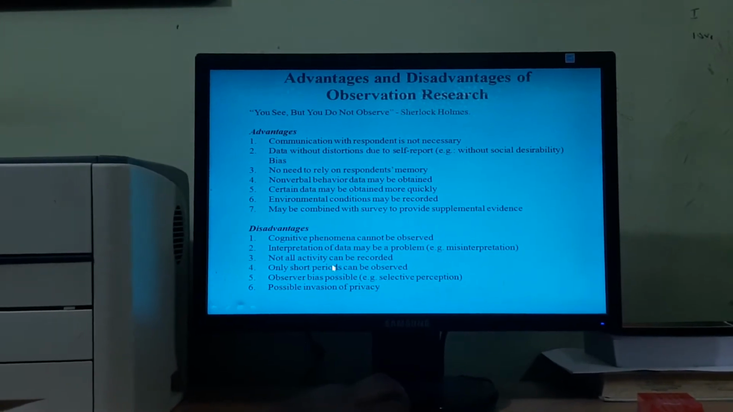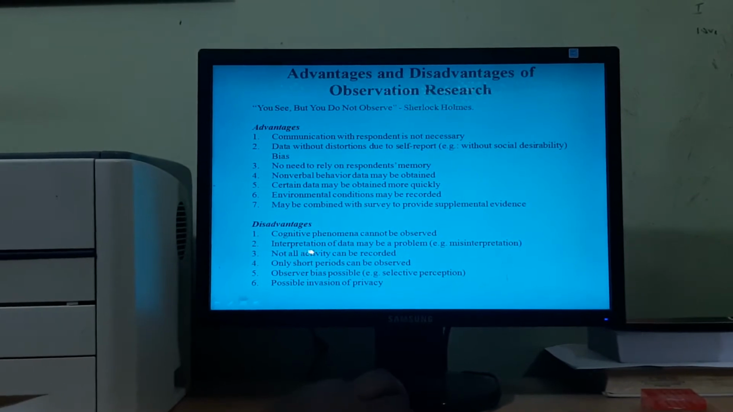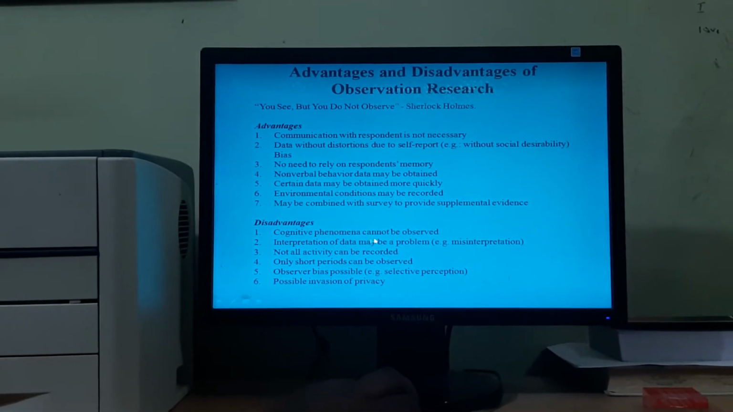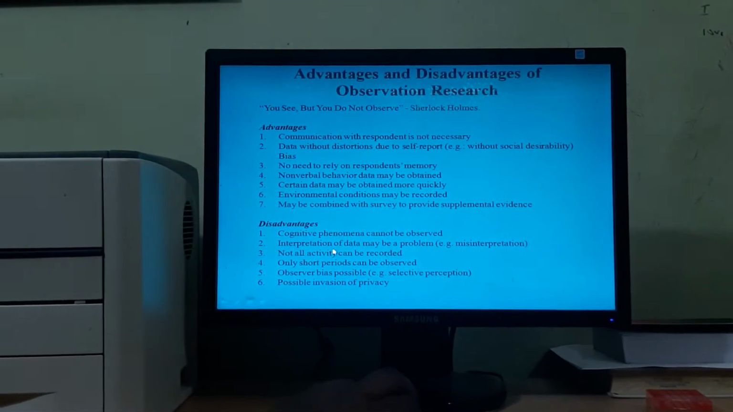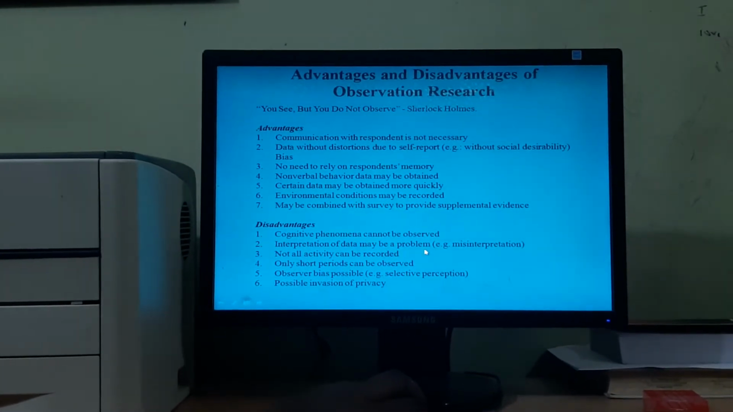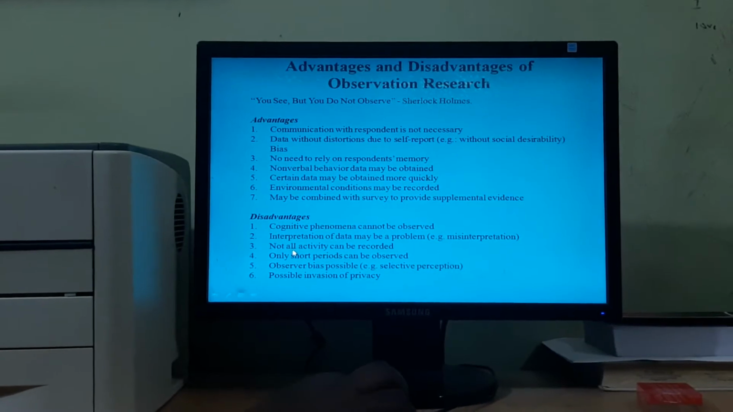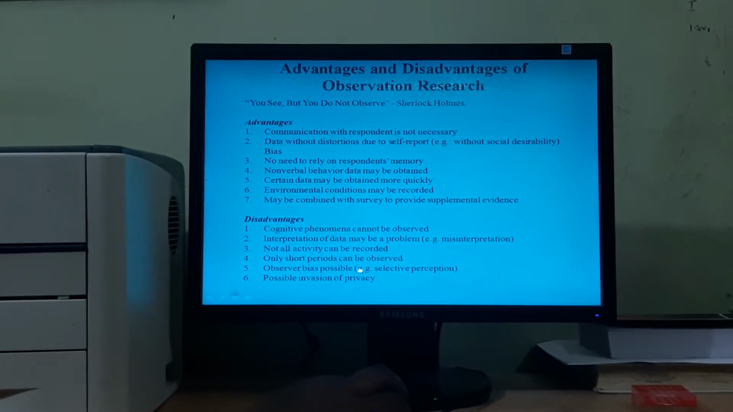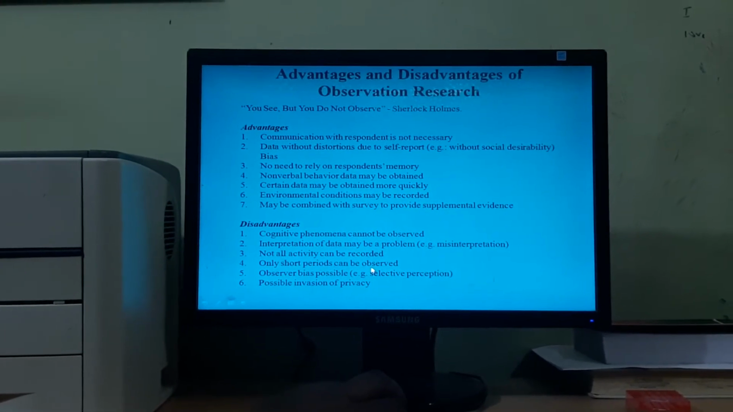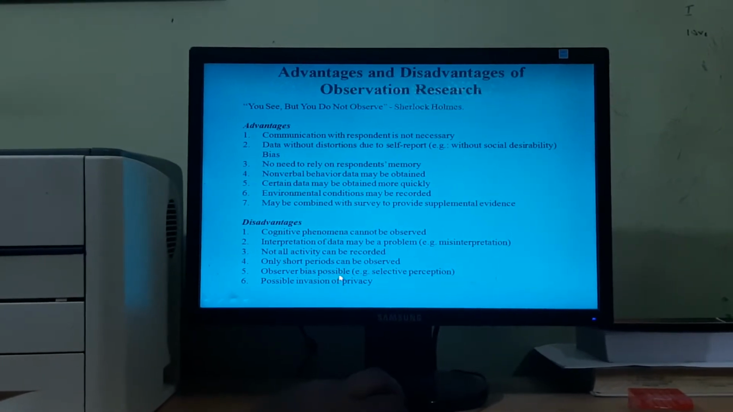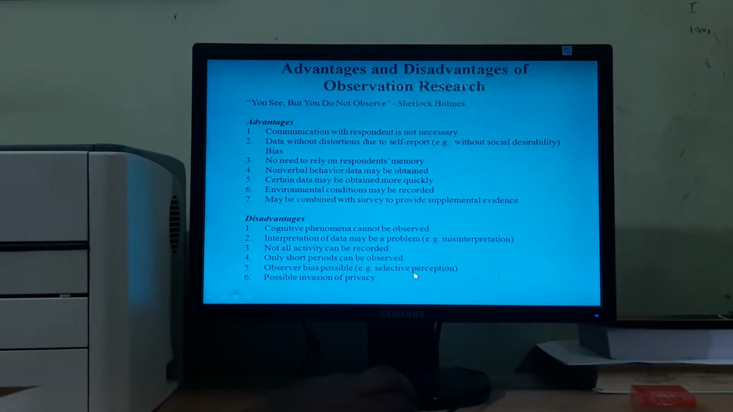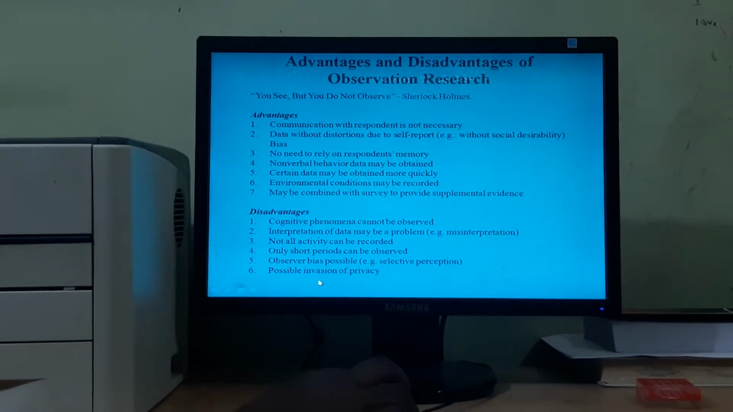And the disadvantages of observation research methods are: cognitive phenomena cannot be observed, interpretation of data may be a problem, for example, misrepresentation, not all activity can be recorded, only short periods can be observed, observer bias is possible, for example, selective perception, and possible invasion of privacy.